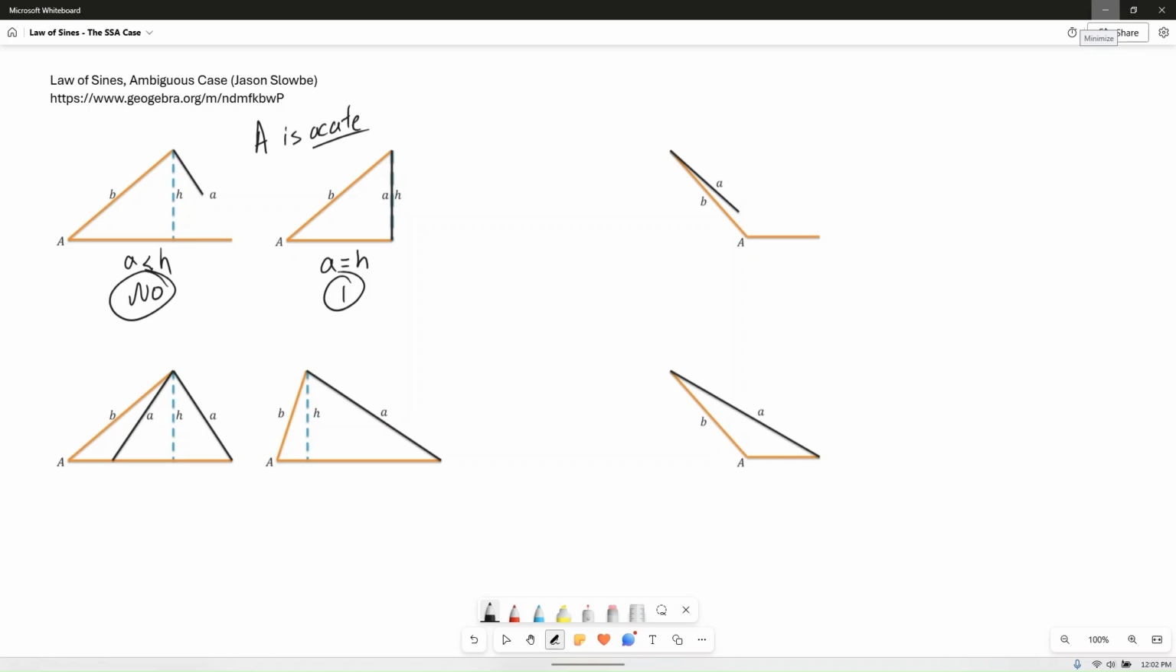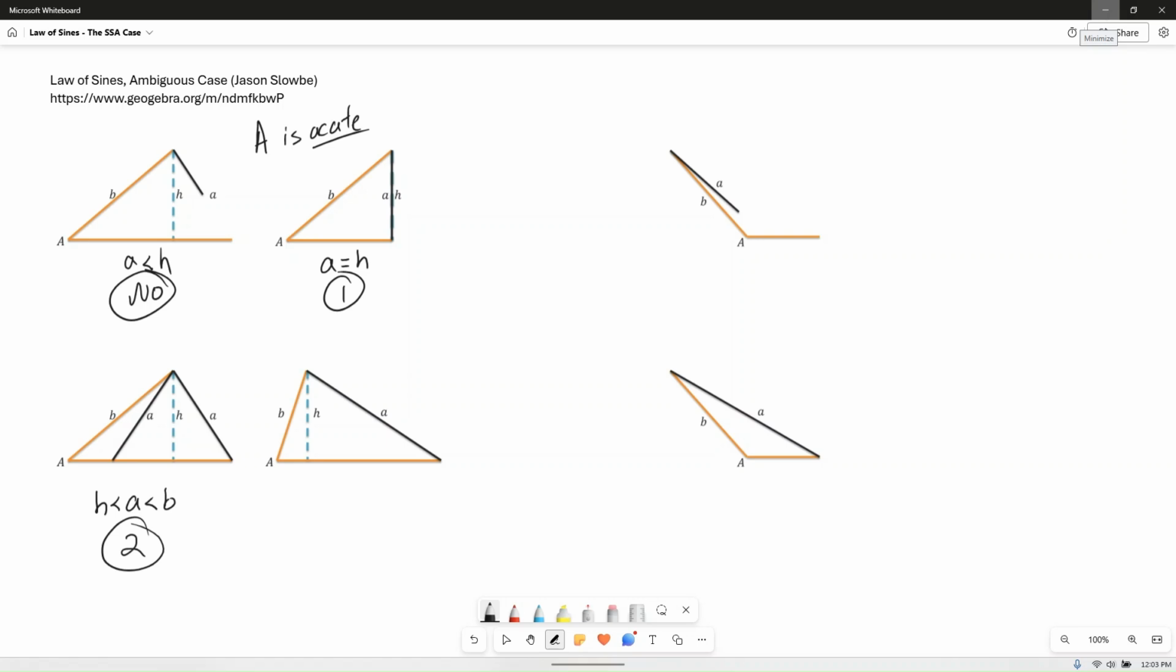All right. The next one is what happens if A is bigger than the height. So I'm going to write it the reverse. I'm going to write H is less than A. So the height is less than side A, or side A is greater than H. But side A is also less than side B. Okay, and this is where we get 2 solutions.